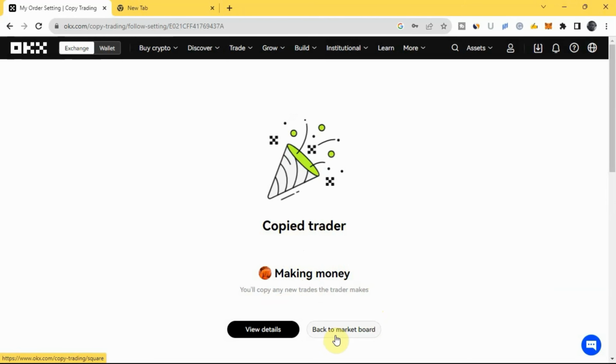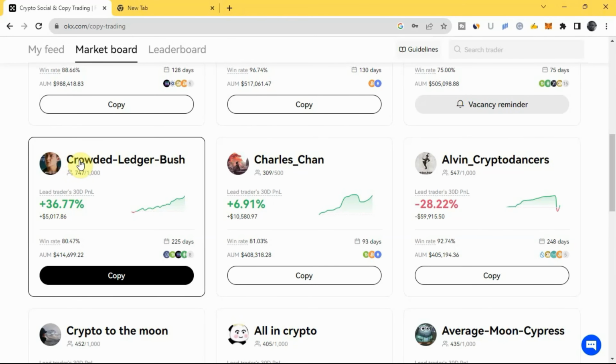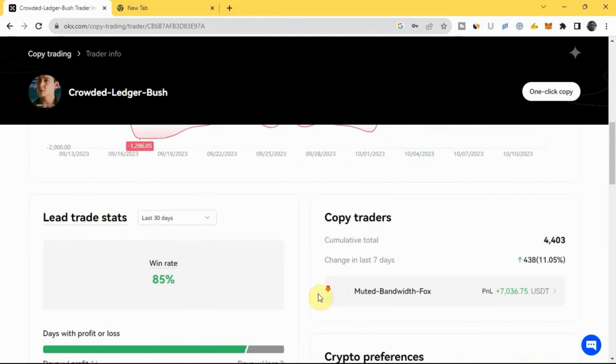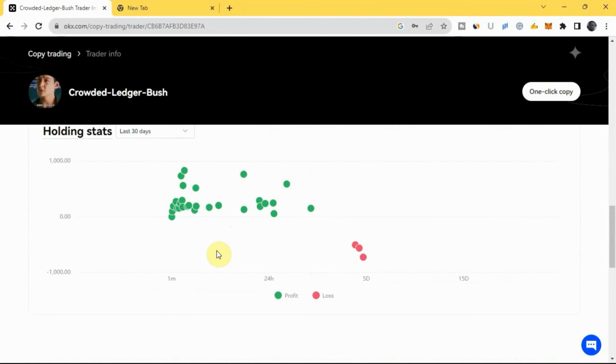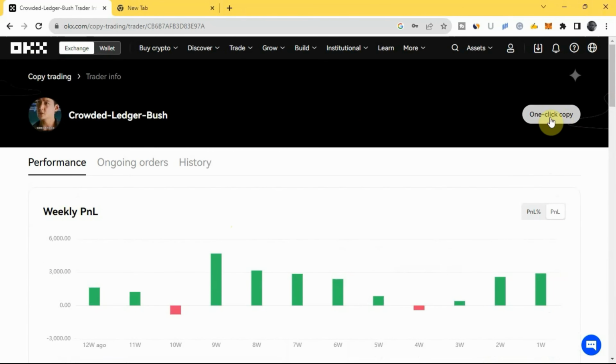So right here, let's go back to the market board and copy another trader. For the second trader, I'm going to be following this trader right here named Crowded Ledger Bush. If you're going to copy this person, just come right here and click on copy. And then right here, you can see that this person has been trading every week. So you can see the weekly P&L for this trader. In the last 2 weeks, this person made $2,500. And last week, this person made $2,800. And if you scroll down, you can see all of this person's details, just like we did for the previous trader. So if you want to copy this trader also, just come right here to where you have one-click copy.